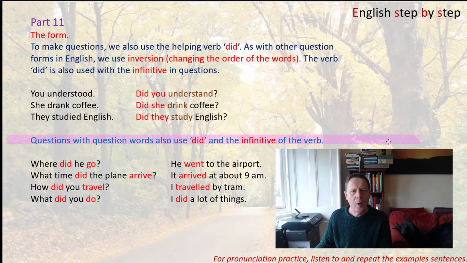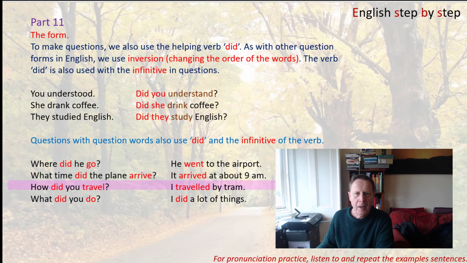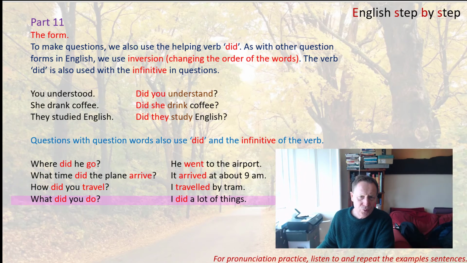Now, questions with question words also use did and the infinitive of the verb. For example, here we have question words where, what, how, and what again. Where did he go? He went to the airport. What time did the plane arrive? It arrived at about 9 a.m. How did you travel? I travelled by tram. What did you do? I did a lot of things. So remember to use did in the question forms and in the negatives.